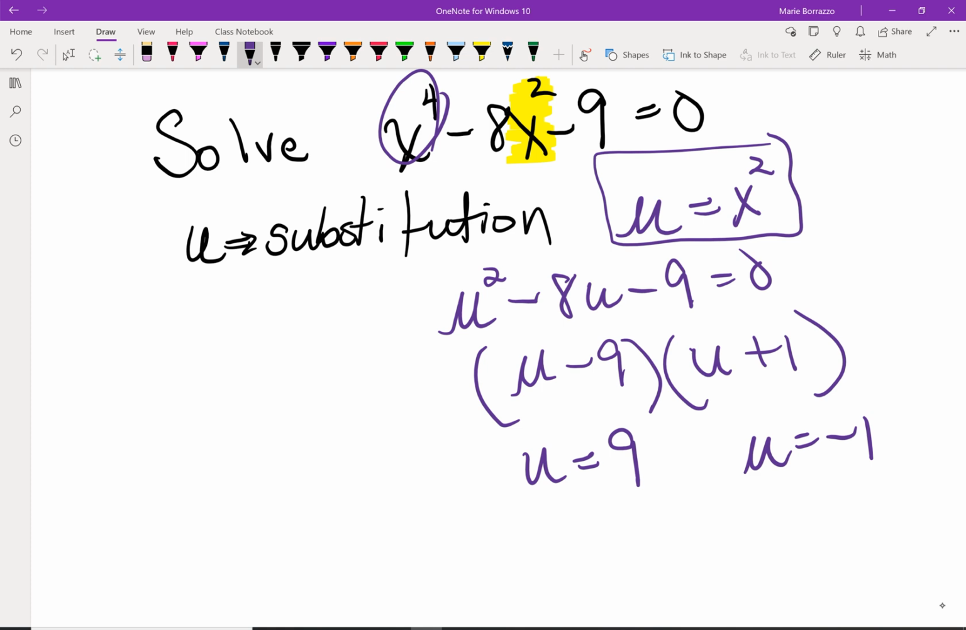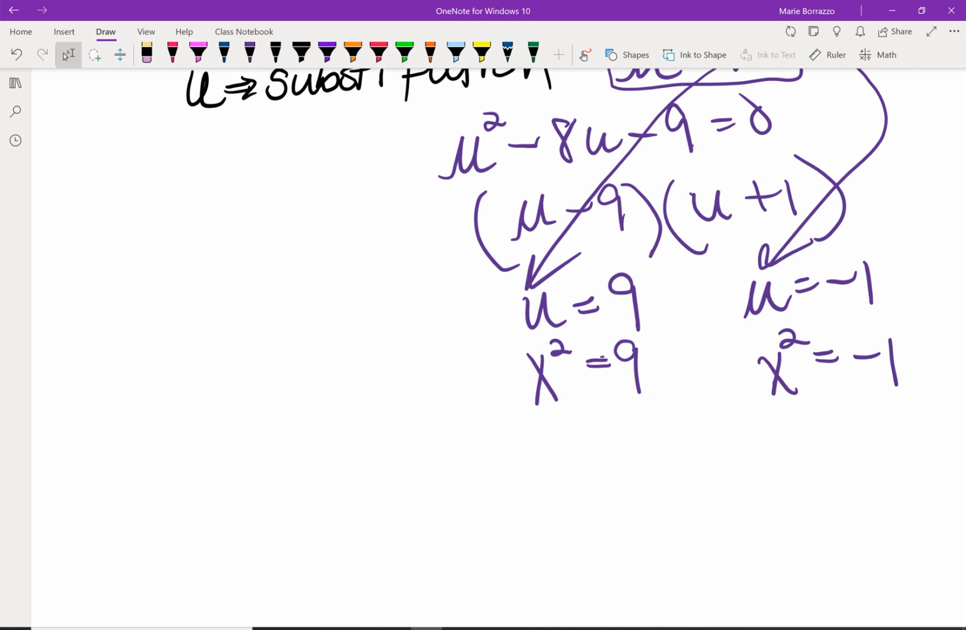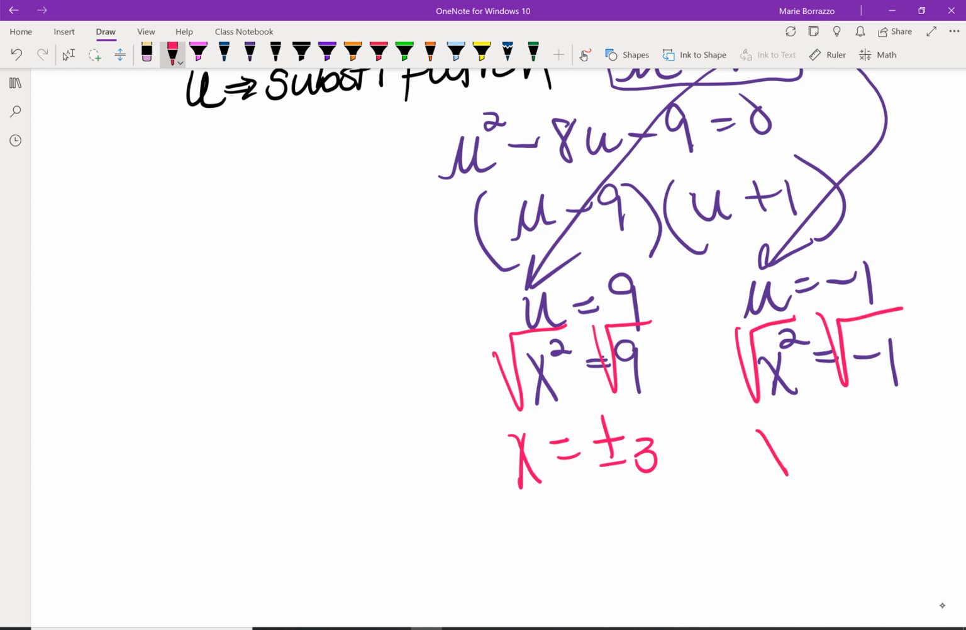And we bring back our substitution, right? So we're going to now take that x squared and throw it back in. So what we have here is really x squared is equal to 9, and we have x squared is equal to -1. So if I take the square root of both sides on this side, I end up with x is equal to plus or minus 3. And if I do the same here and take the square root of both sides, I get x is equal to, in this case, plus or minus i.